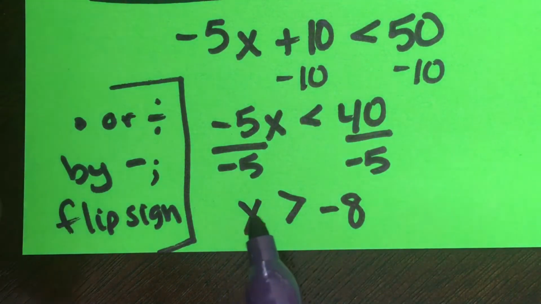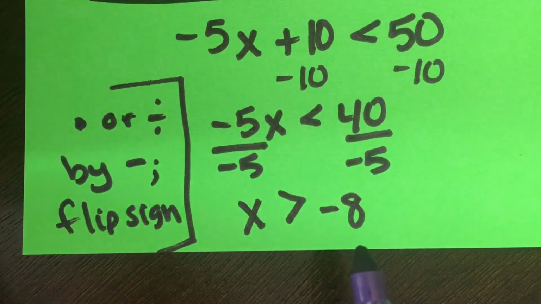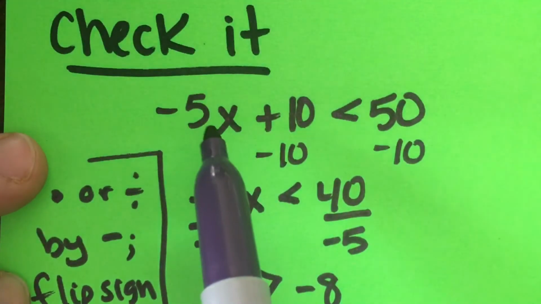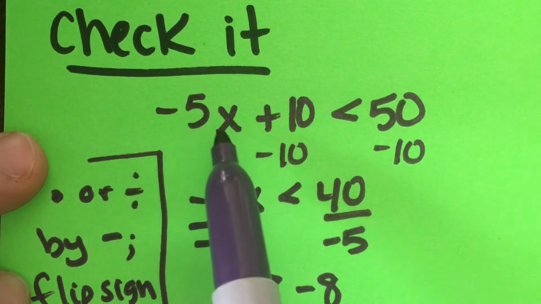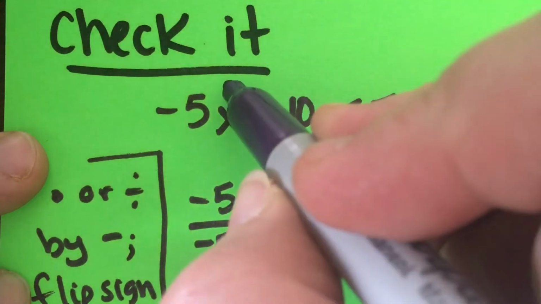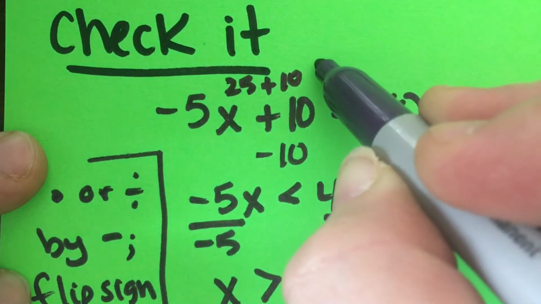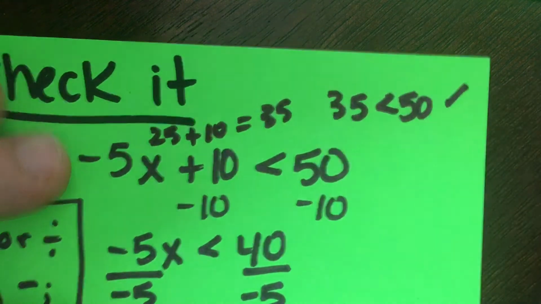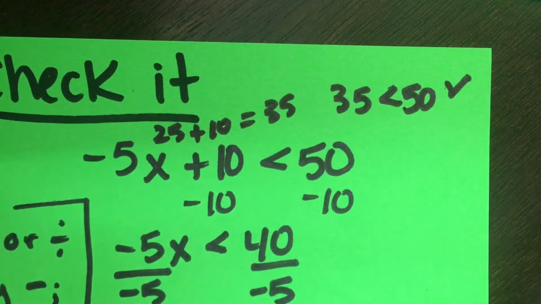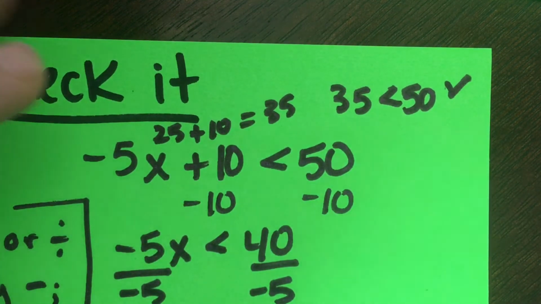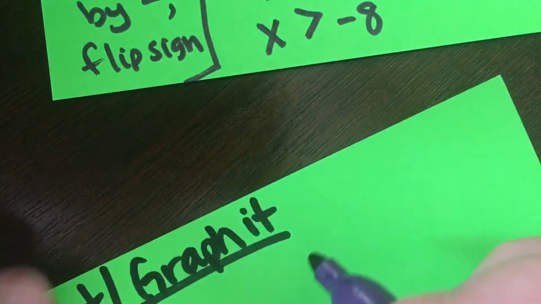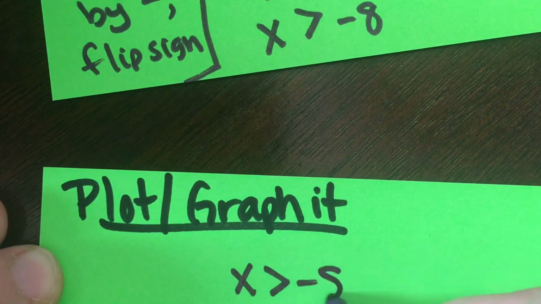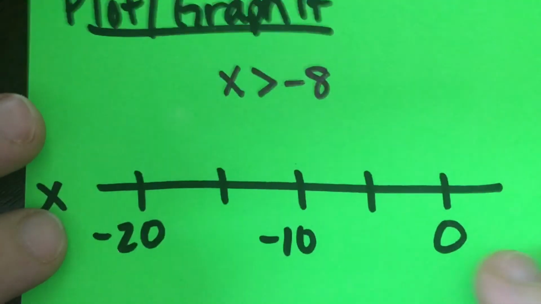So let's try that. Give me a number bigger than negative 8, so that's one that is less negative. So let's plug in negative 5. So negative 5 for x, negative 5 times negative 5 is a positive 25. 25 plus 10 is 35, and 35 is in fact less than 50. So now we create a true statement, okay? So the only new twist and turn is what happens when you multiply or divide by a negative. You still have to plot it. So we're saying that this works for when x is greater than negative 8. Okay, that's what makes this scenario true.